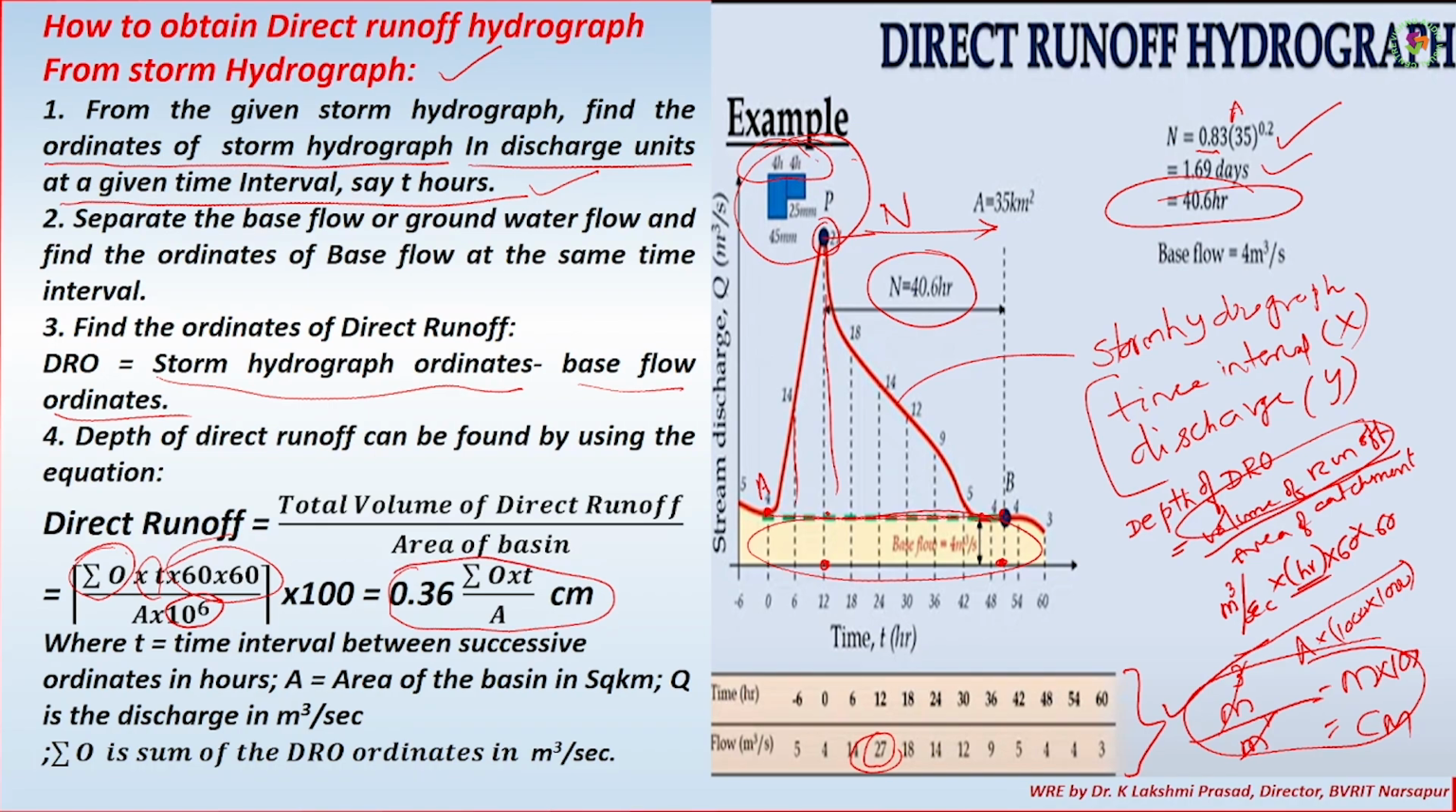And if anybody finds it very difficult to remember all that, at least my request to you is, please remember: direct runoff depth in centimeters is equal to 0.36 into sigma O into T by A. That's all. Where sigma O is in terms of meter cube per second, T is in hours, and A is in kilometer square. If you remember that, that is fine for us.